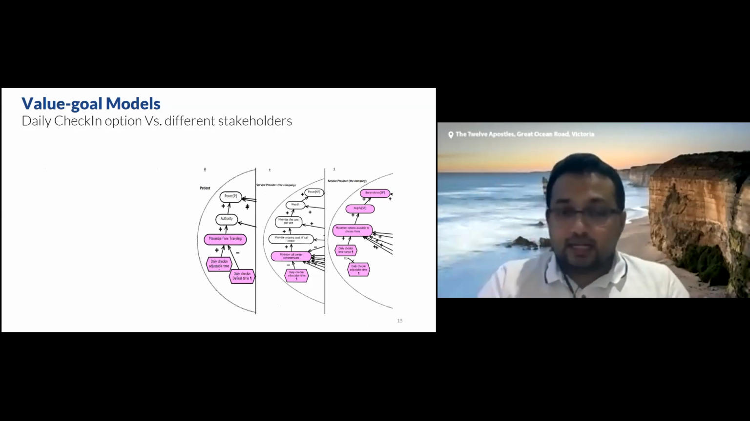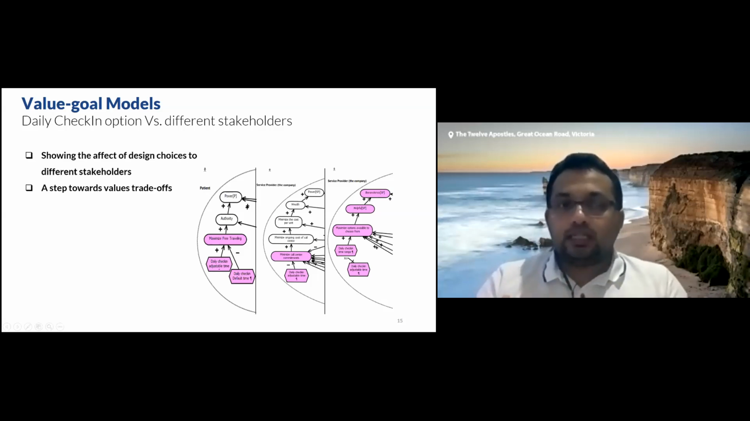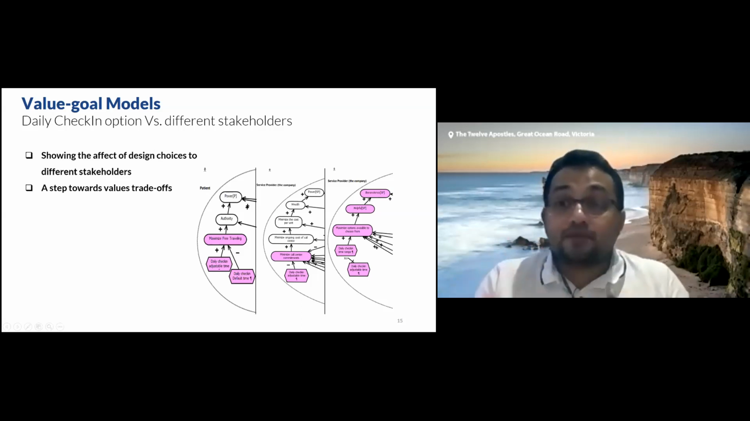You can see here the same function, like daily check-in adjustable time, positively impacts the power of the patient, but the same function negatively impacts the power of the service provider, but it also positively impacts the benevolence value of the service provider. So likewise, we show the effect of design choices on different stakeholders. This is a step towards value trade-off analysis.